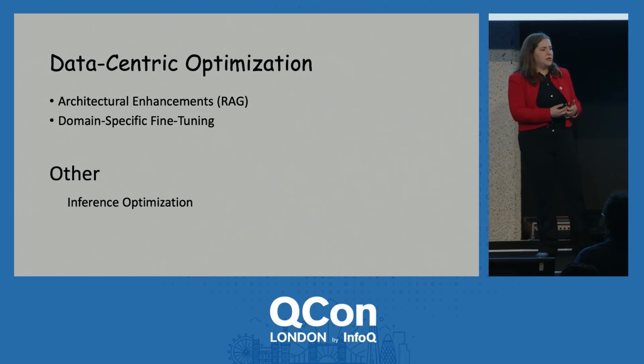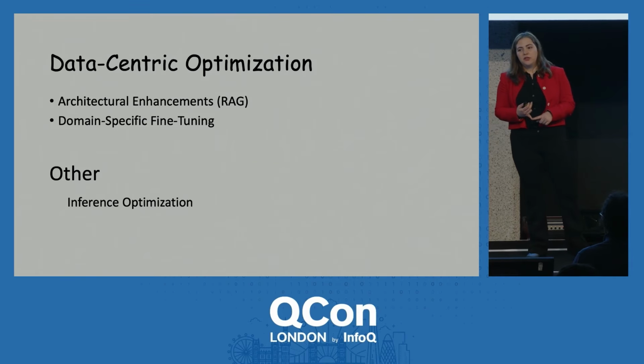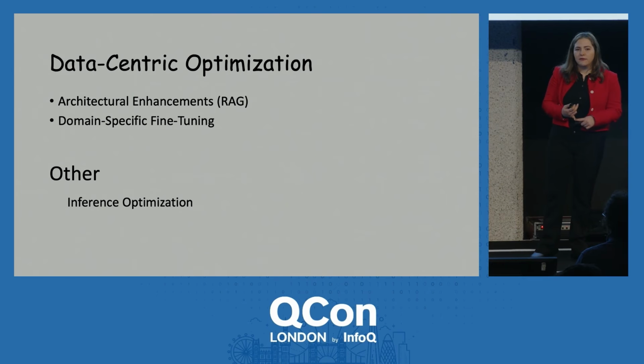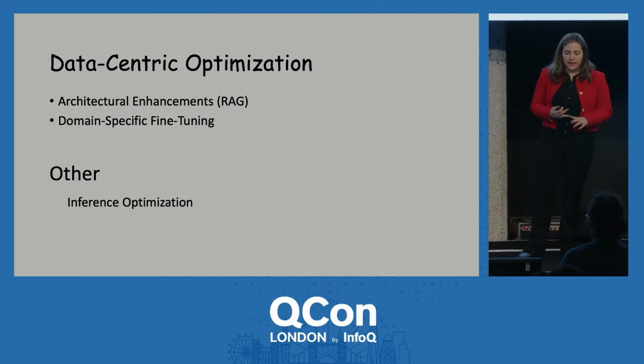What are the two options that we usually have? One is the data-centric optimization. We're now realizing that everything we do with AI at the end of the day really relies on our data. And the second thing is inference. We're going to talk about these two categories.